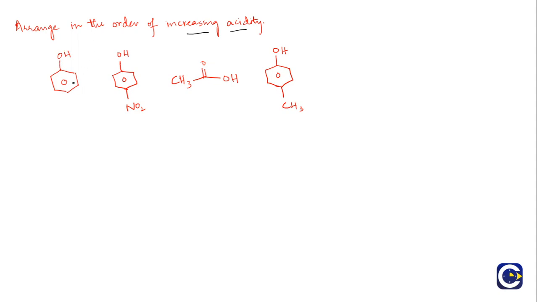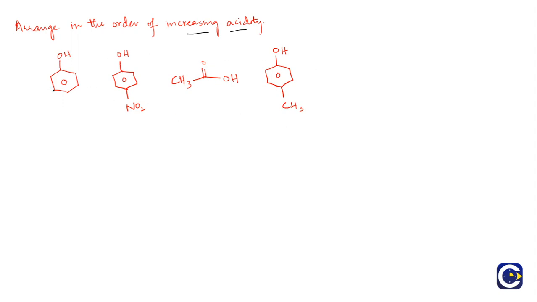Okay, so first of all, we recognize this is phenol, this is nitrophenol, this is the carboxylic acid, and this is the phenol, and we have the methyl group attached to this phenol at para position. Okay, so this is the cresol. We have to arrange these in the increasing acidity order.